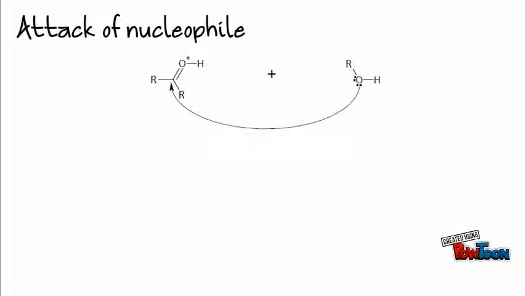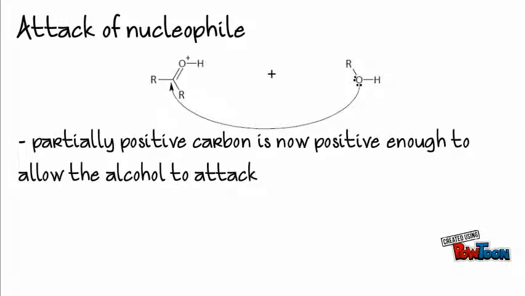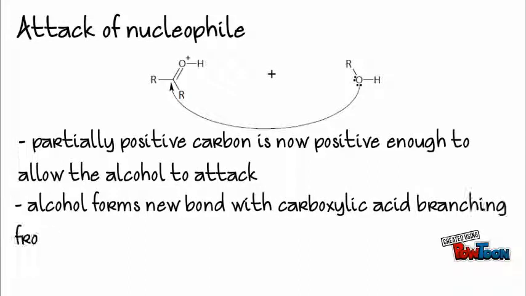The next step is the attack of the nucleophile, which can proceed since the delta-positive carbon is now positive enough to allow the alcohol to attack. The alcohol forms a new bond with the carboxylic acid branching from the delta-positive carbon.